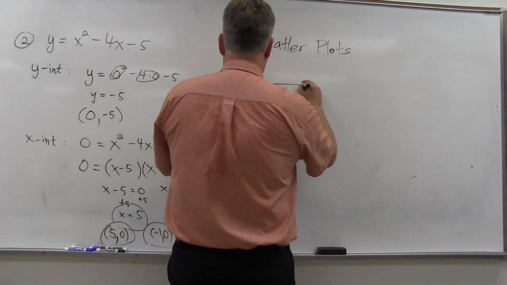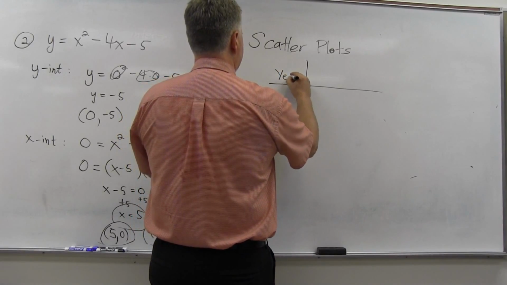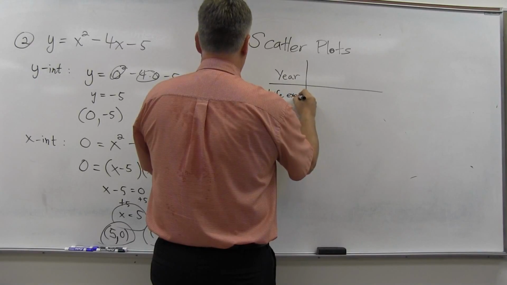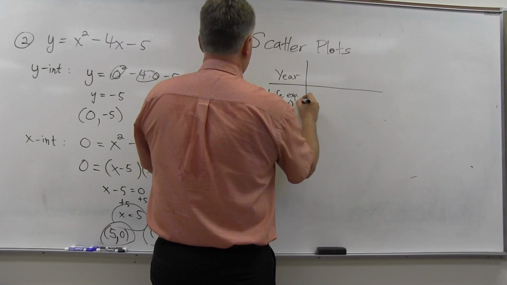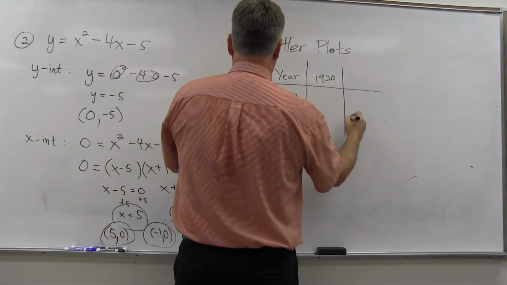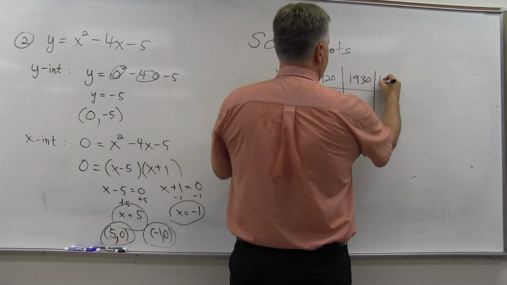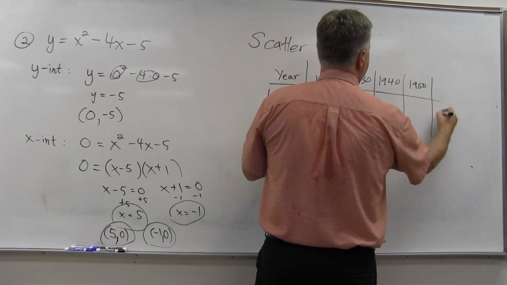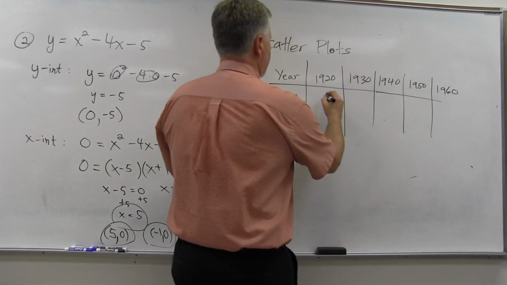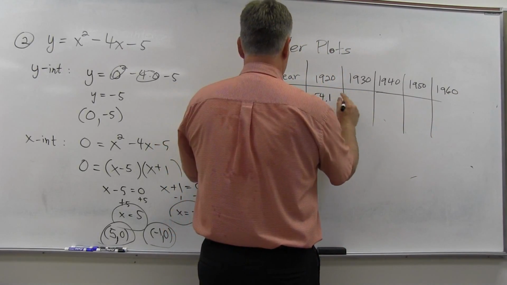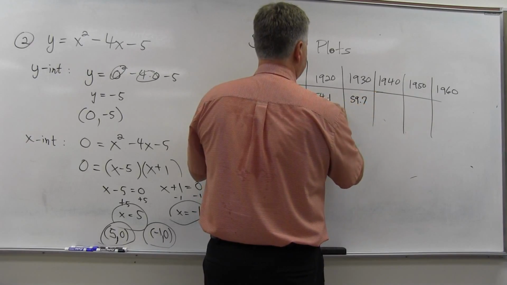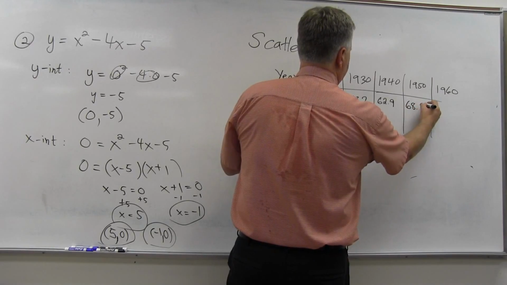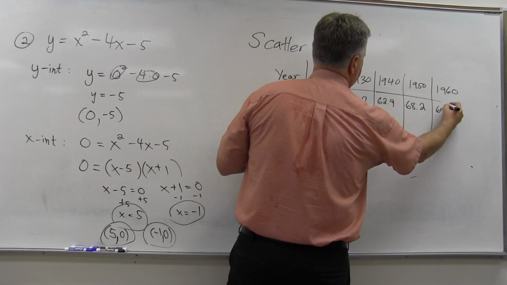All right, so in scatter plots, what I've got is some data. In this case, my data is year and then the life expectancy in years. So I've got 1920, 1930, 40, 50, and 60. And then the life expectancy: 54.1, 59.7, 62.9, 68.2, and then 69.7.